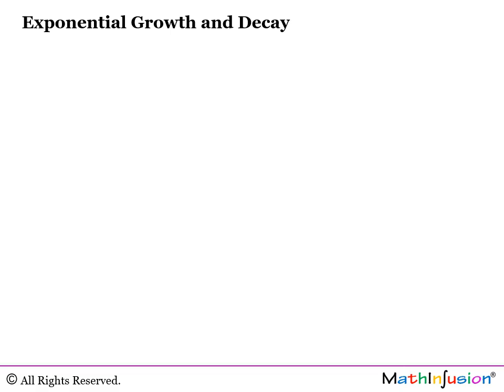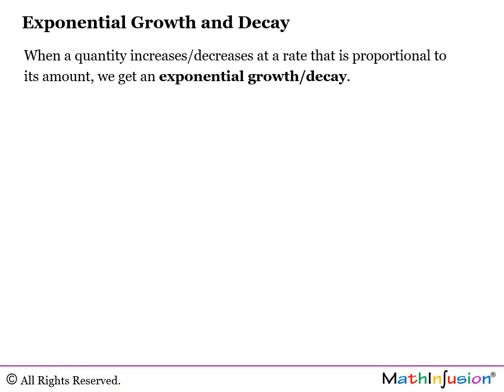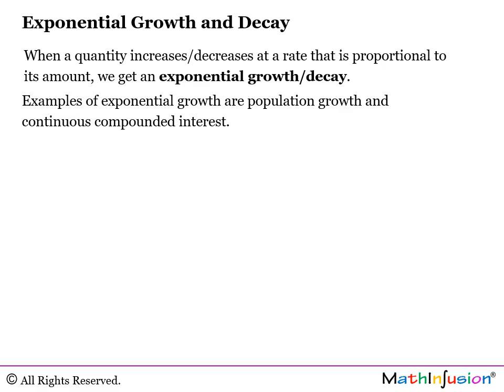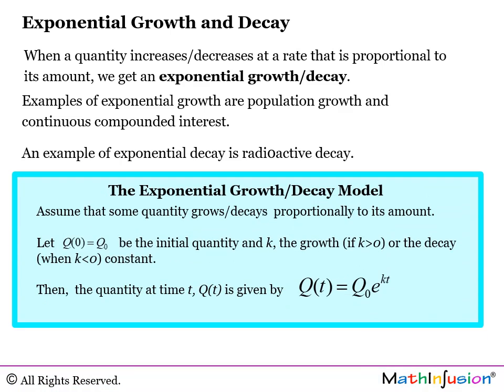Exponential growth and decay. When a quantity increases or decreases at a rate that is proportional to its amount, we get an exponential growth or decay. Examples of exponential growth are population growth and continuous compounded interest. An example of exponential decay is radioactive decay.